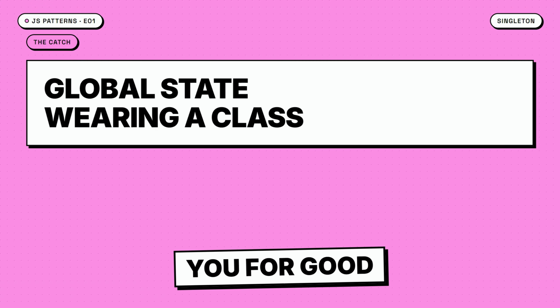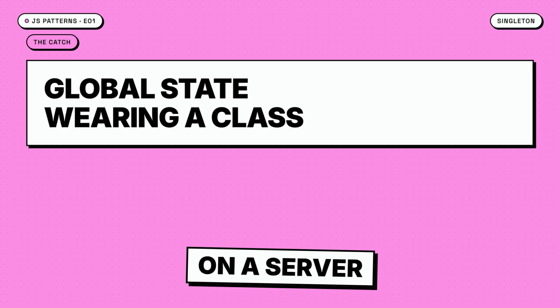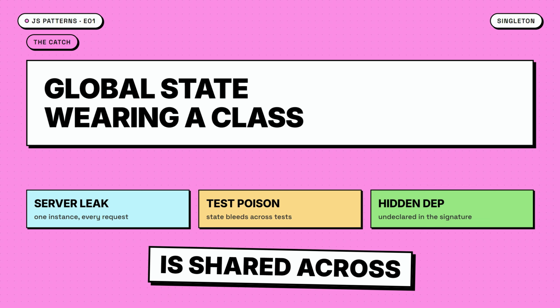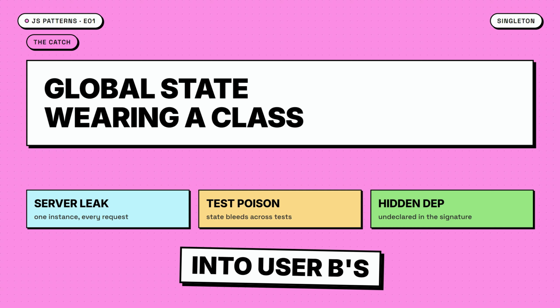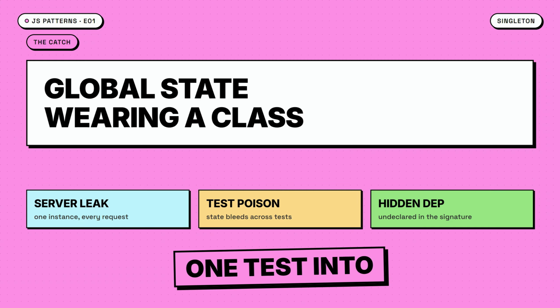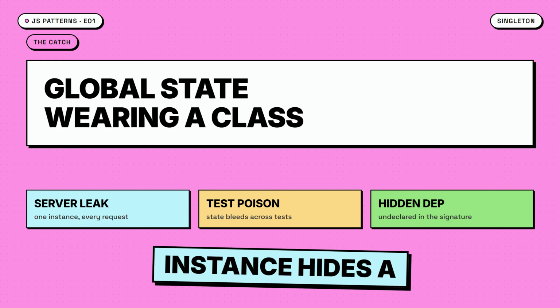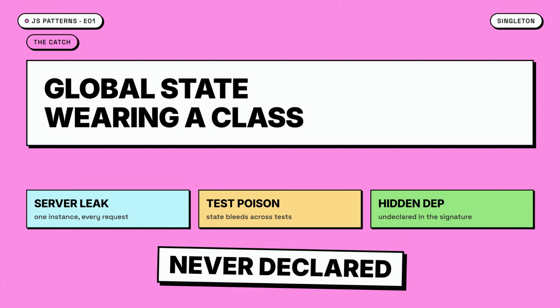But seniors warn you for good reasons. A singleton is global state wearing a class. On a server, that one instance is shared across every request, so user A's data can bleed into user B's. In tests, state leaks from one test into the next. And every getInstance hides a dependency the function never declared.